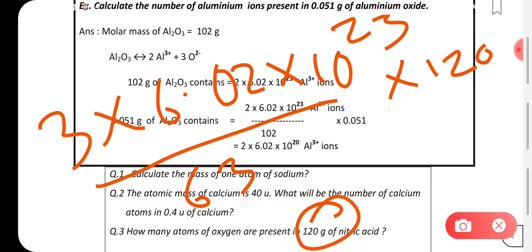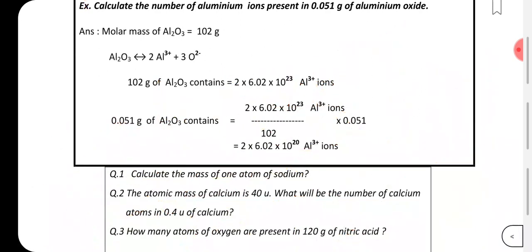For 63 it is this much. So for 120 grams it will be how much? That is what you have to calculate. You get the answer. Okay, thank you. We'll do some more questions based on the same chapter so that your concept is more clear.